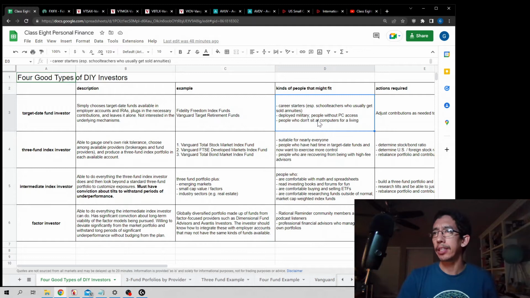Kinds of people that might fit in this kind of fund. Career starters. I'm especially thinking about school teachers. School teachers who are straight out of university and becoming student teachers, or getting out of student teaching and becoming full-time grade school teachers. Annuity companies prey on you. They absolutely prey on school teachers.